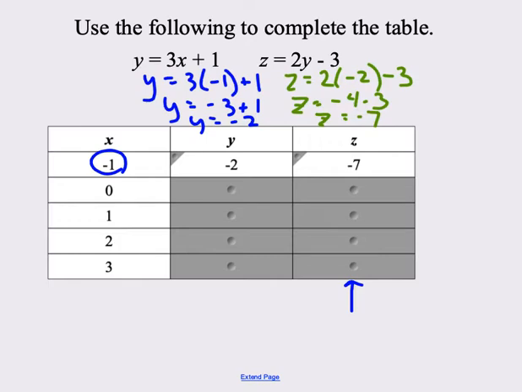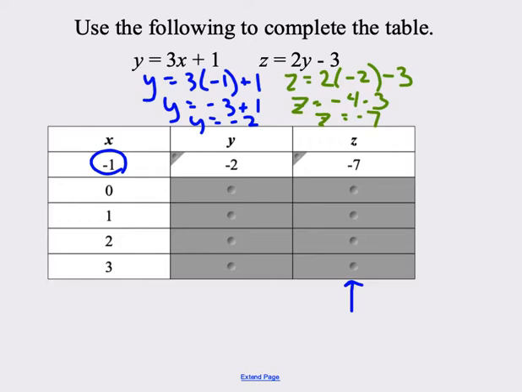I want you to pause the video here. Yes, actually pause it and finish filling out this table to find the z values when x is 0, 1, 2, and 3. Pause, fill out the table, and then join back in. Actually pause now if you haven't yet. Do the work.